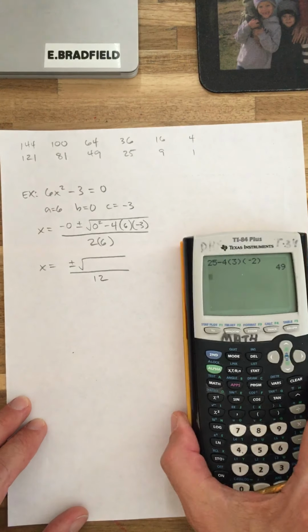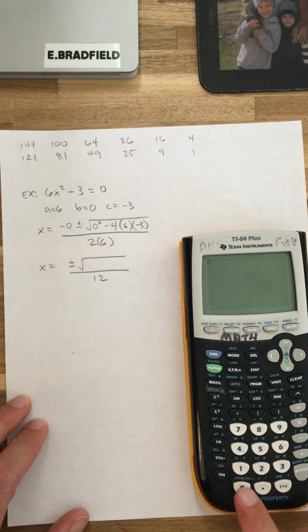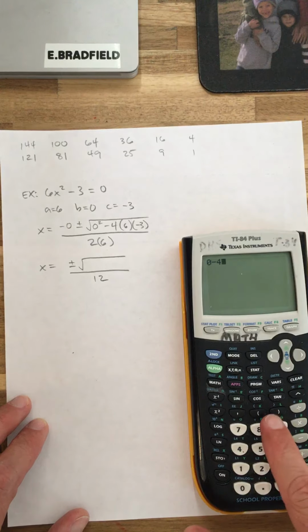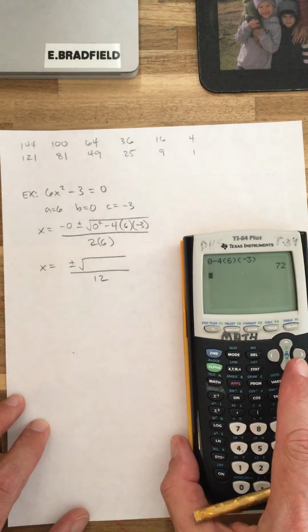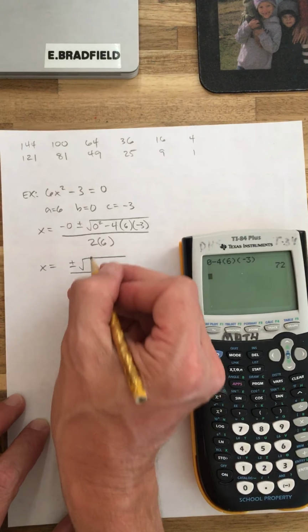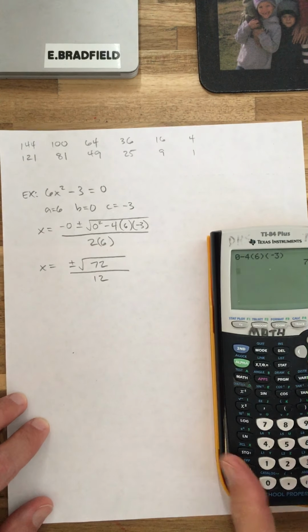Take our calculator, right? Clear that. You don't need the distractions. We have 0 squared, which is just 0. You can write a 0 if you want. And then it's minus 4, then parentheses 6, then parentheses negative 3. And what do you get? 72. So that's what goes in there, 72. Now we have to take the square root of 72.